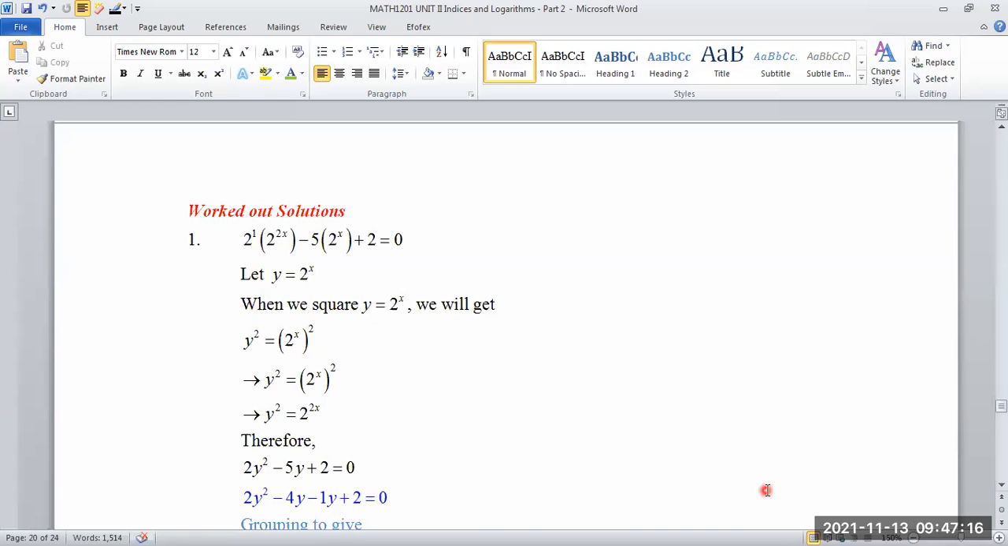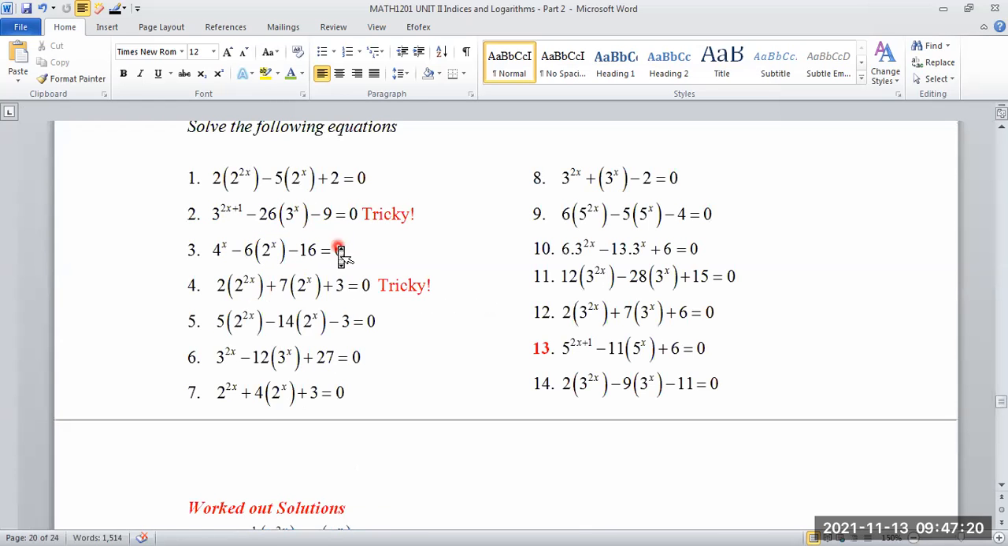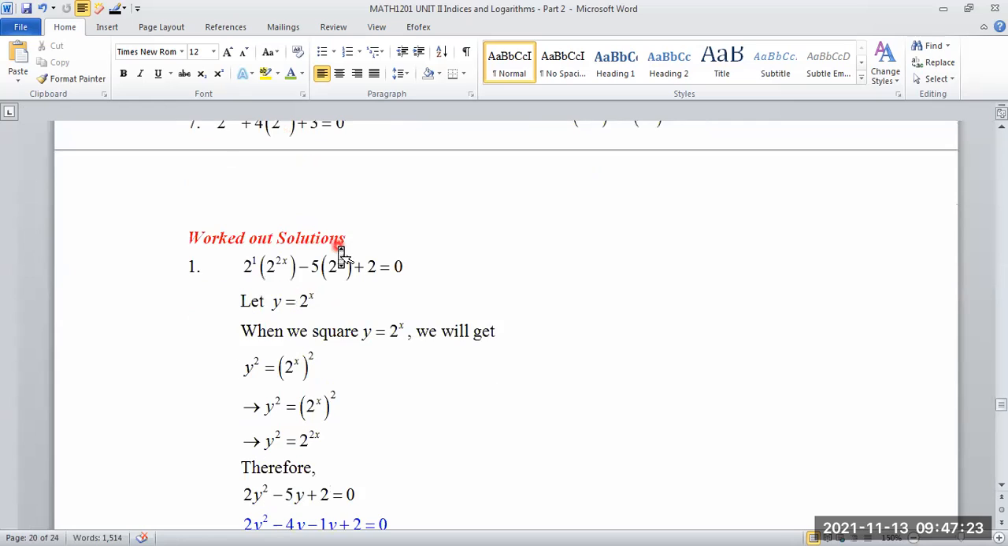So this is the question that we have. Let me just double check to see if it's the same question. Yep, that's the question that we have. And we're looking at the smaller of the 2, so we're going to let y be equal to 2 to the x.